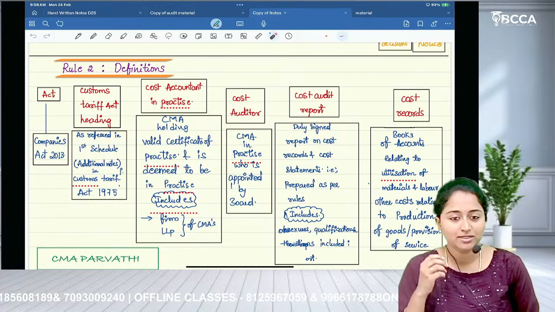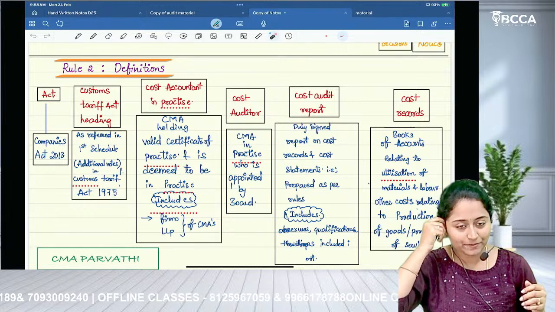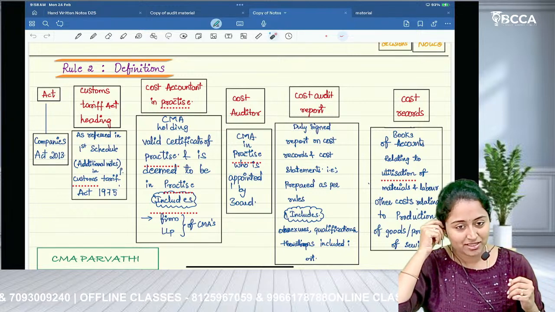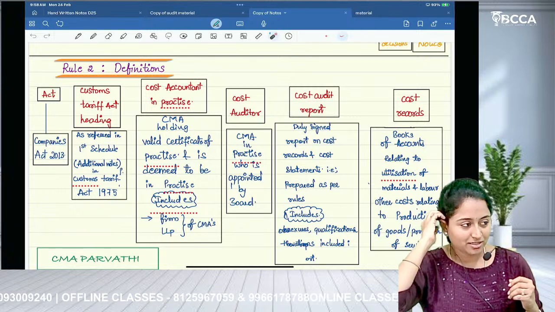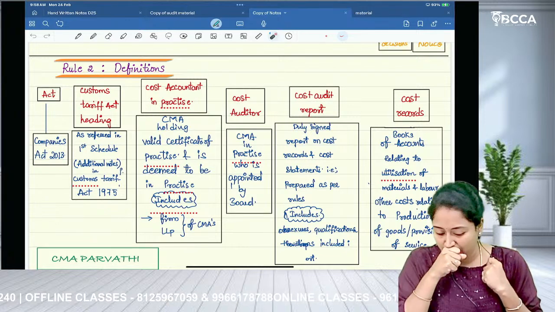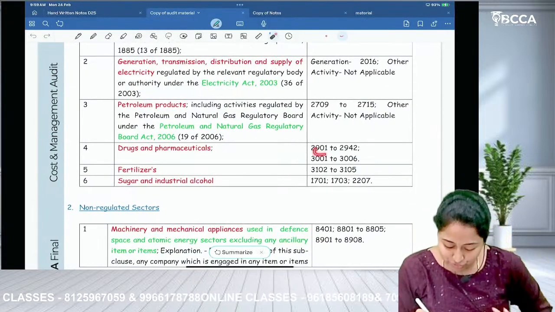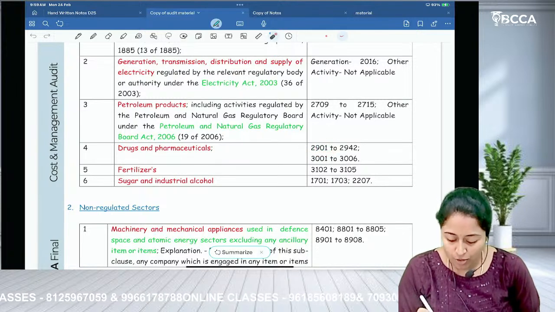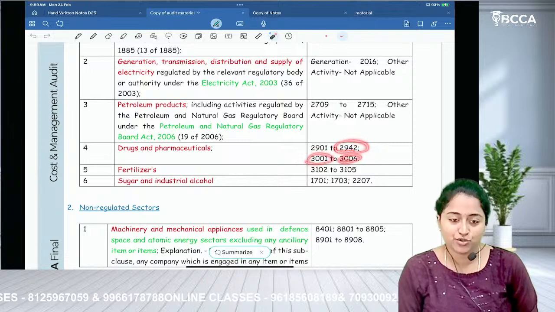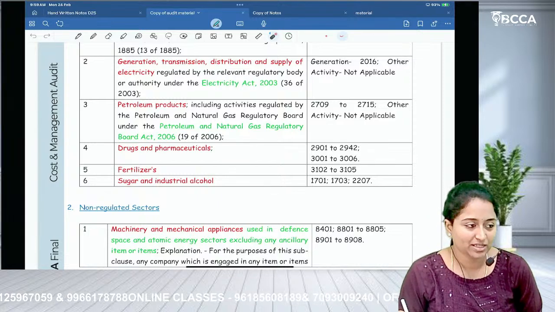Did you open? If you scroll down, then you will see the Customs Tariff Act heading there, CTA heading. Is there CTA heading? If you are scrolling down and reach these particular numbers, 2901 or 2942, 3001 and 3006, then you will be able to see drugs and pharmaceuticals there.